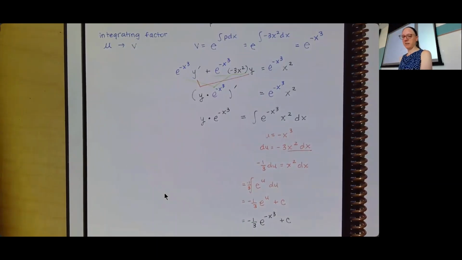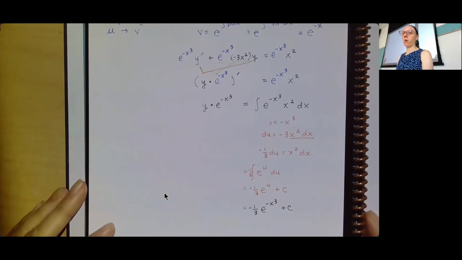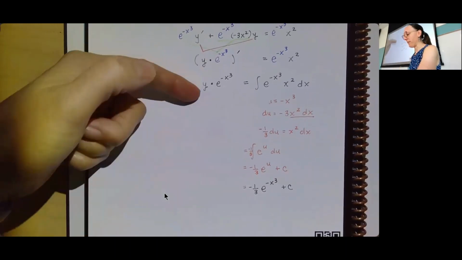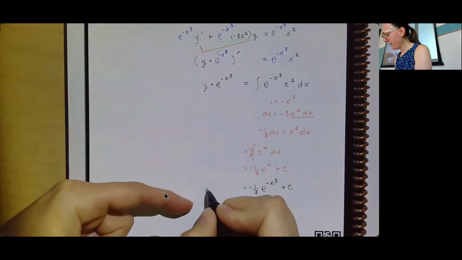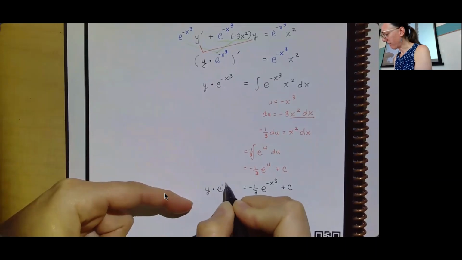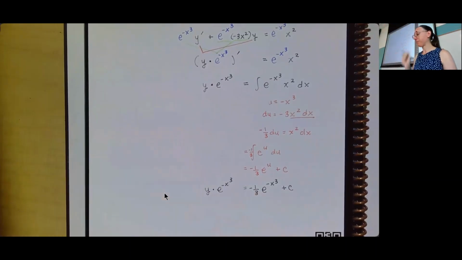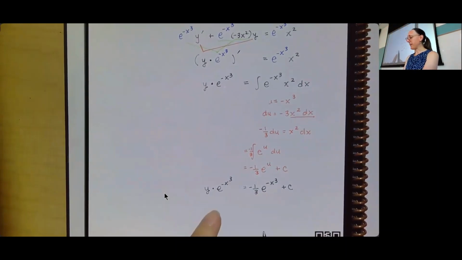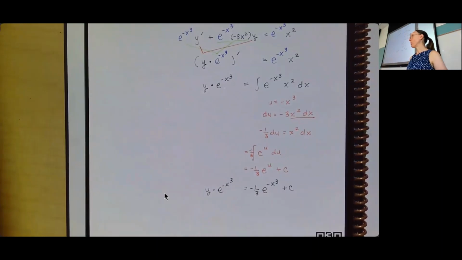Now that whole thing, if we were following the left-hand side down, I'm going to have y times e to the negative x cubed. If I do that last algebra step to get the y by itself, I'm going to divide everything by e to the negative x cubed. Super common place to make a mistake.